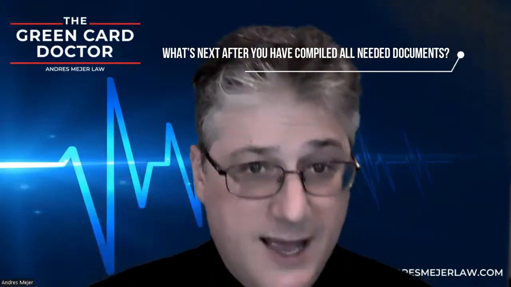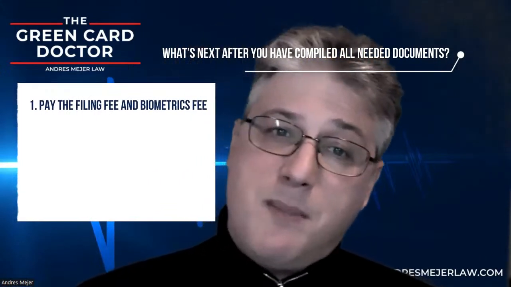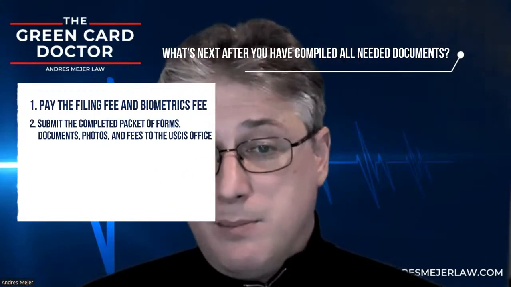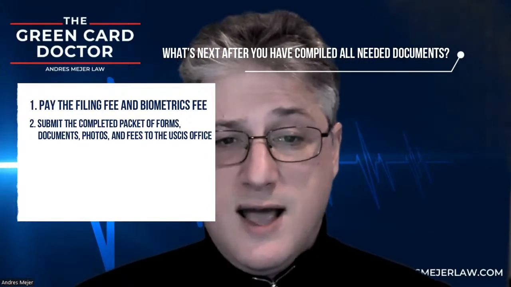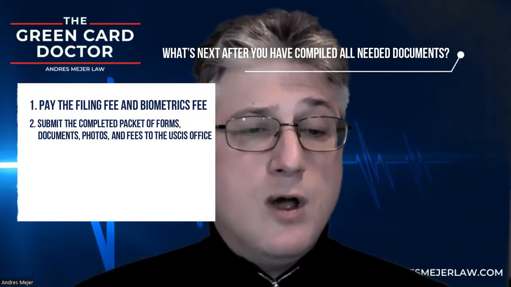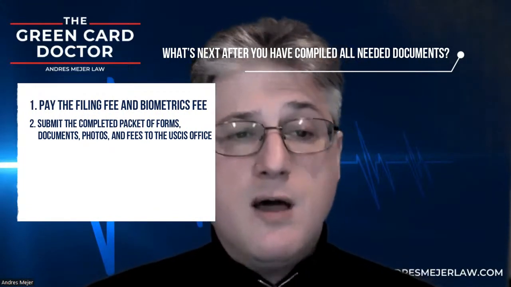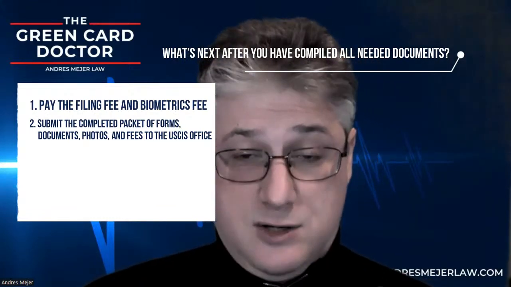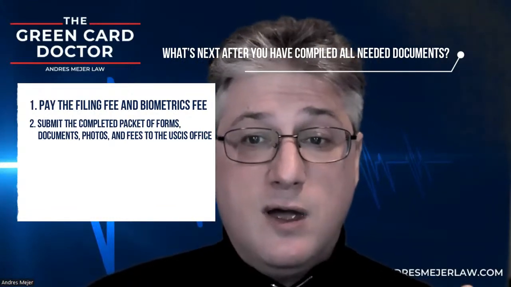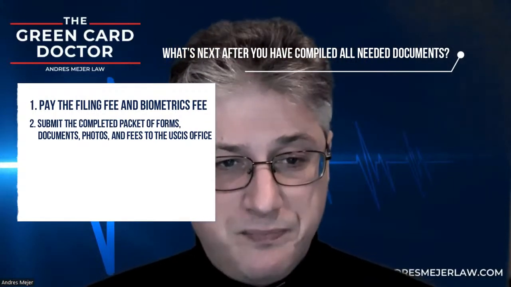What's next after you've compiled all these documents? Well, you're going to have to pay the filing fee and the biometrics fee. You submit the completed packet of forms, documents, photos, and fees to the USCIS office having jurisdiction over where you live in the United States. You can check the USCIS website for the exact address, and you should check this regularly, like just before you file, because there's been a lot of changes in the past couple of years.